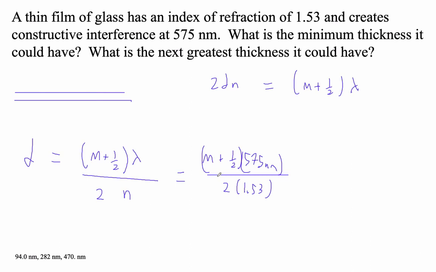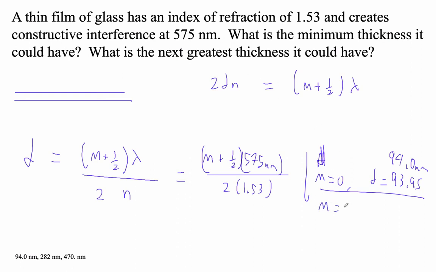So 0.5 times 575 divided by 2 divided by 1.53. So 93.95. So if m equals 0, then d is equal to 93.95, or I guess you'd have to say 94.0 nanometers. All right, they want to know what's the next greatest thickness, so let's put in a 1 for m.